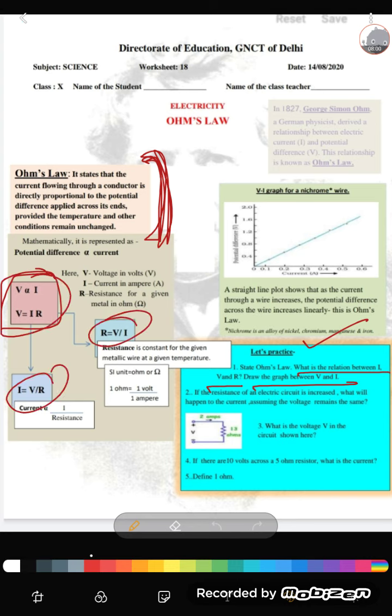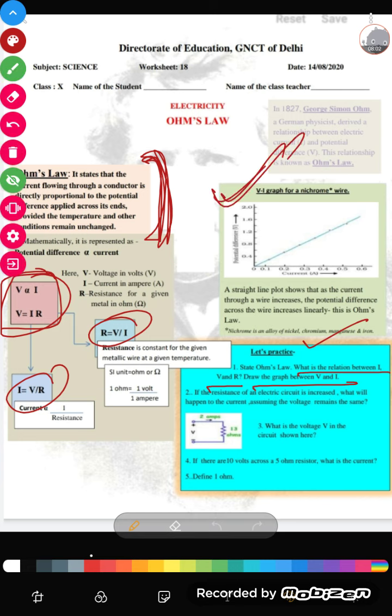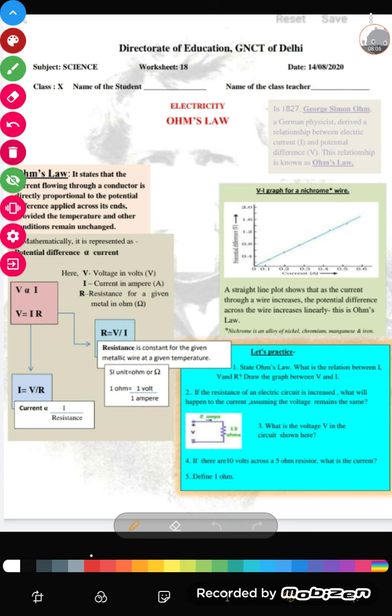Next we have a graph. You can plot this graph according to your need. Okay, now we have the second question.